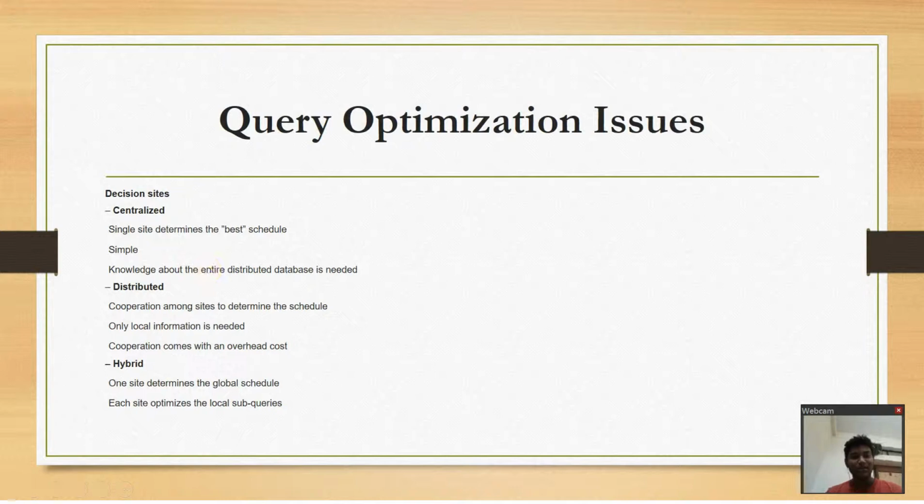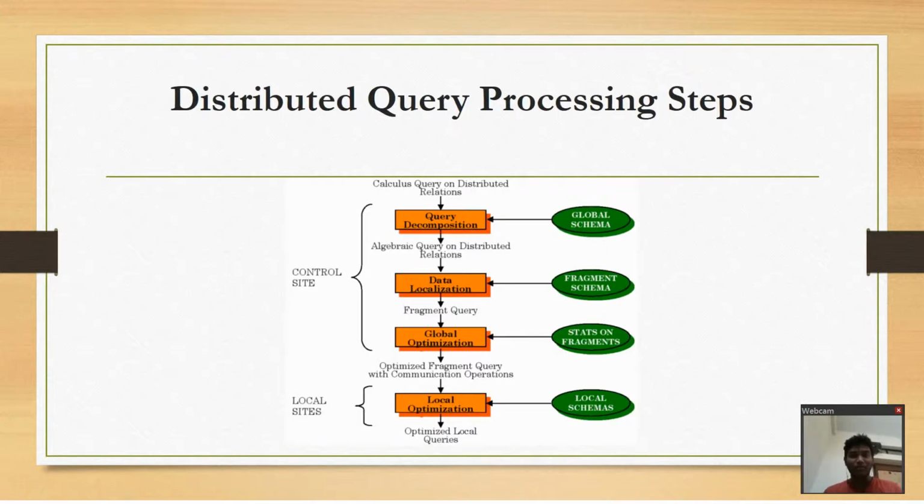If it's centralized, everything is there, but the IO is more and it is less efficient. In a distributed environment, it's much better. It's everywhere, and local information is stored in that particular database. Depending upon the area, the query is processed according to that area. So these are some issues that may happen in the case of query optimization.